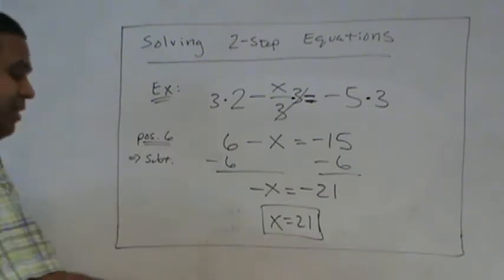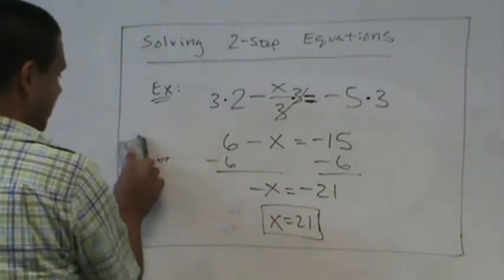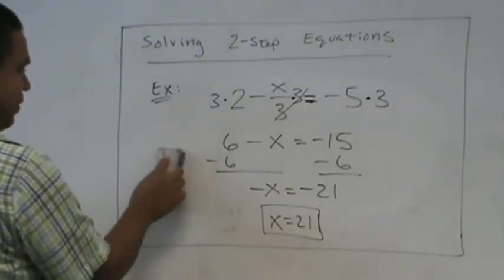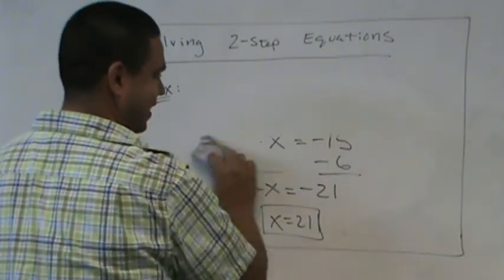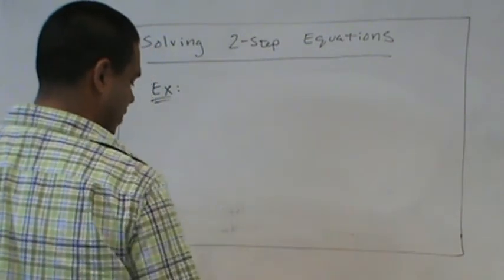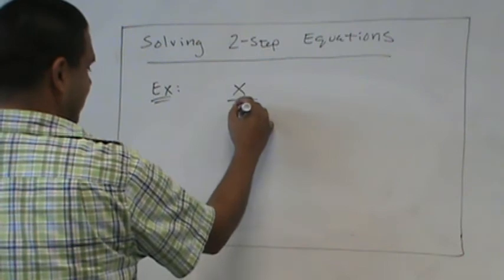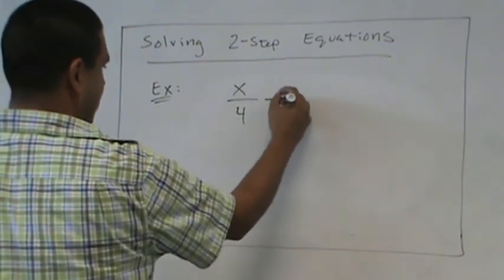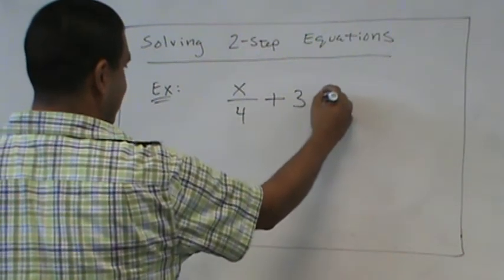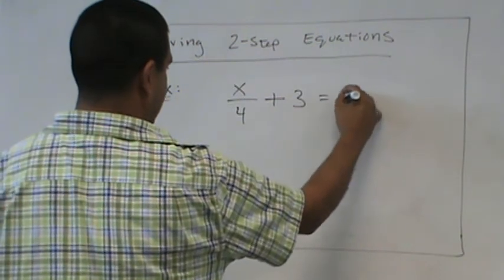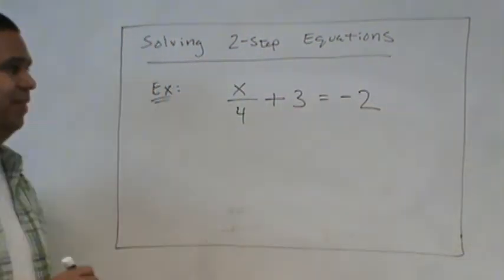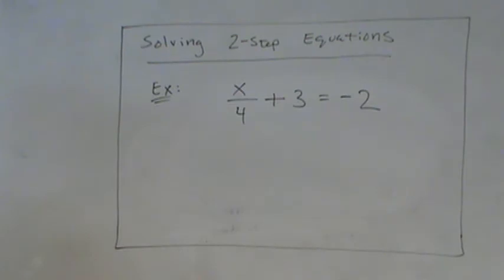You want to try one with your partner? Alright, so here's one. With a fraction, try it with your partner. If you can do the ones with fractions, the other ones are easy. So we'll go easy on you. X over 4 plus 3 equals negative 3. Solve that with your partner. I'll give you 20 seconds. No, I'm kidding. 30 seconds. Go.